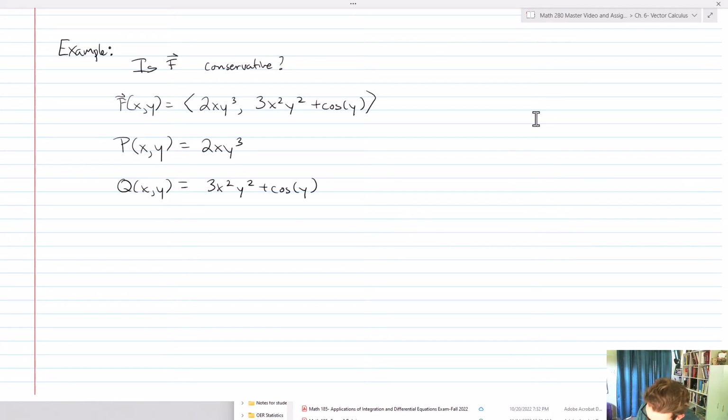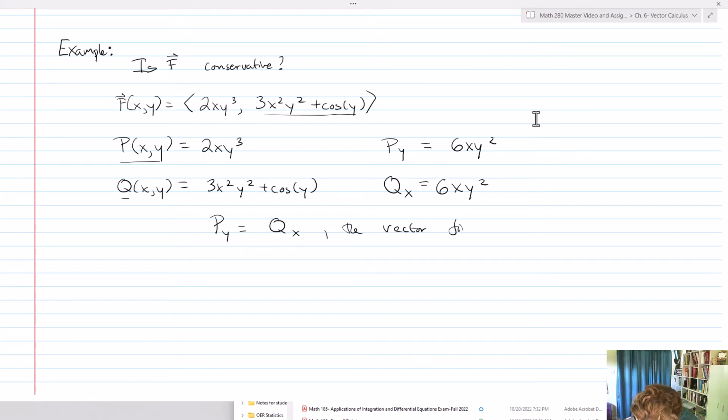We're going to take the partial with respect to y. We're going to find p sub y. And so p sub y is going to end up giving me 6x y squared. And then I have q sub x. So q is like your derivative with respect to y. So we're going to take q sub x, and that's going to give me 6x y squared as well, when we take its partial with respect to x. Since p_y equals q_x, the vector field f is conservative.